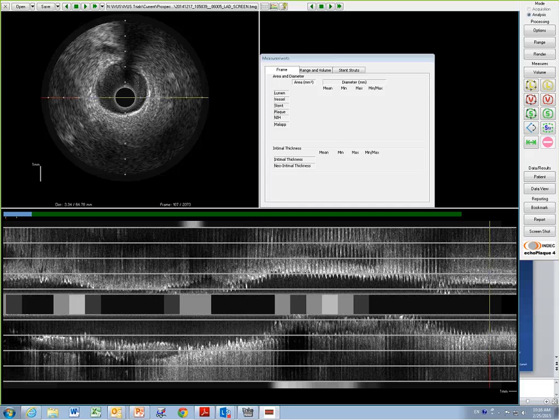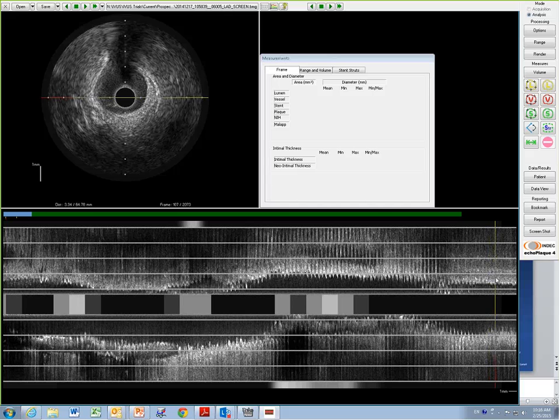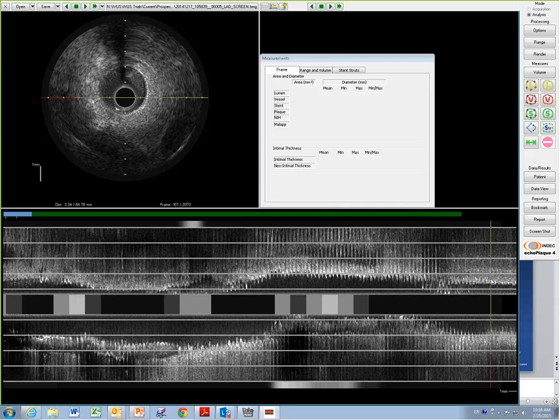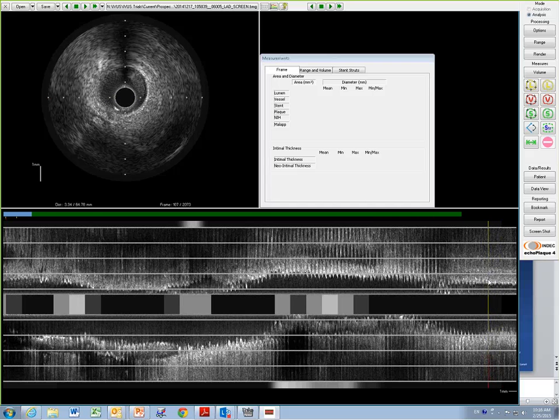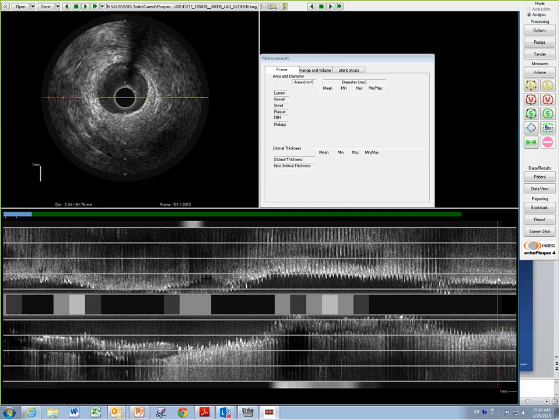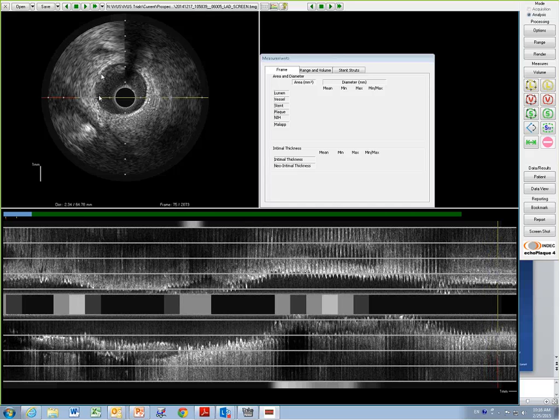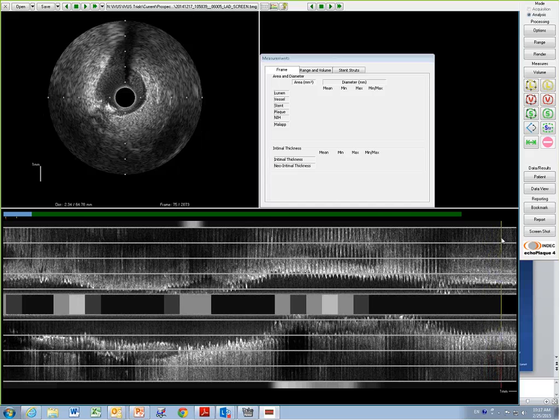Your case is relatively unclear, but in my opinion, this is medial dissection and intramural hematoma. Where I see here, this portion, I don't think this is plaque. This is actually the hematoma. Hematoma. You could be right.